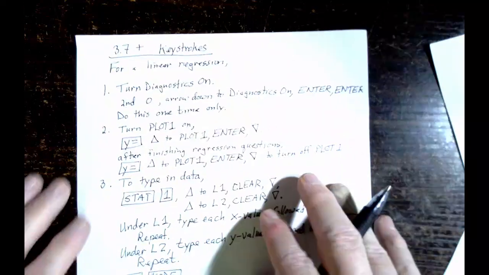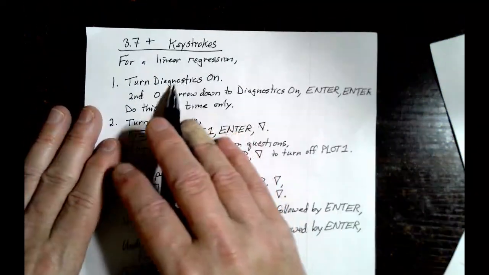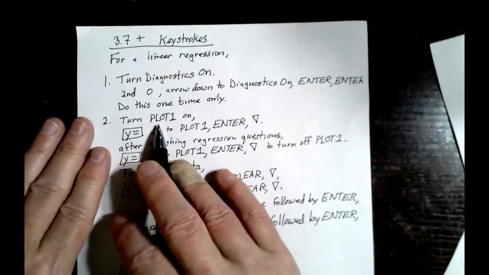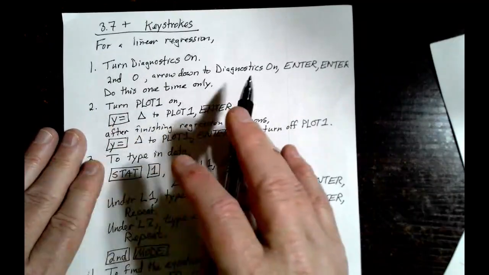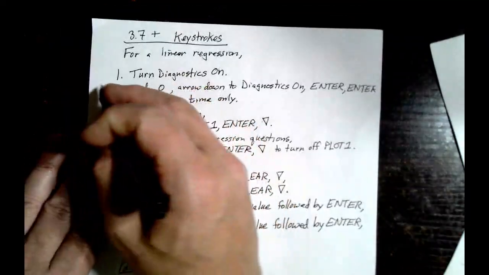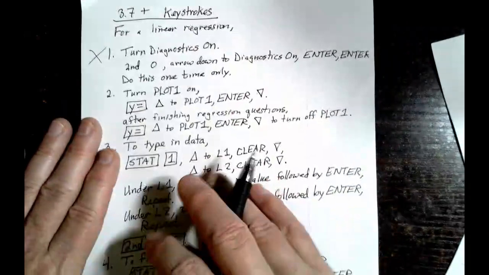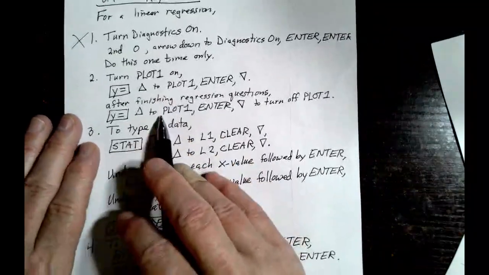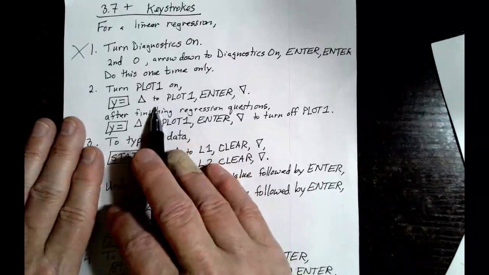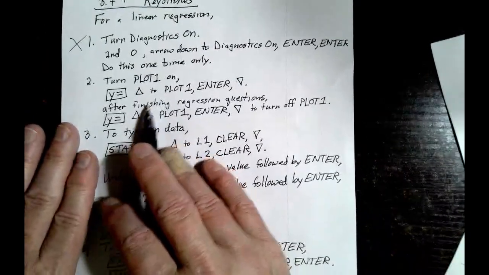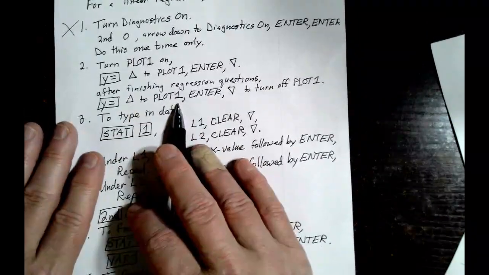Alright, so to review, you first have to turn your diagnostics on, and you only have to do that one time. You never have to turn it off again, just leave it alone, so you'll never have to do step 1 after the first time. Now step 2, you have to turn this plot on when you first start doing these equations, and after you're finished with the regression you have to turn it off.